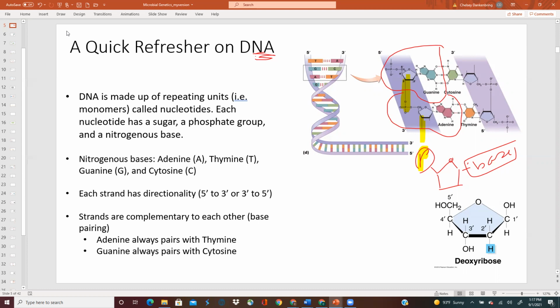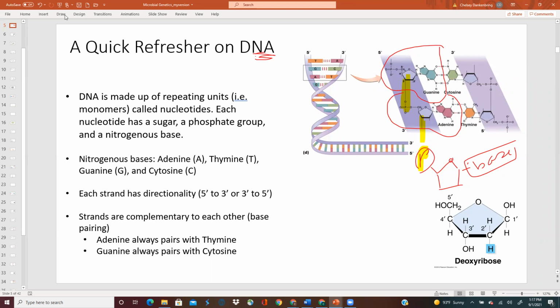So notice that the sugar in the top nucleotide is connected to the phosphate group in the second nucleotide. Then the sugar of that second nucleotide is connected to the phosphate of the third nucleotide, and this would continue on. Because this is how each individual strand is held together, we say that DNA has a sugar phosphate backbone. All DNA has a sugar phosphate backbone. In fact, so does RNA, but we'll get to RNA later.